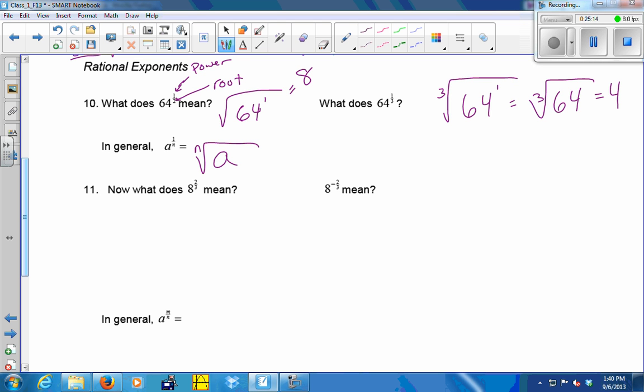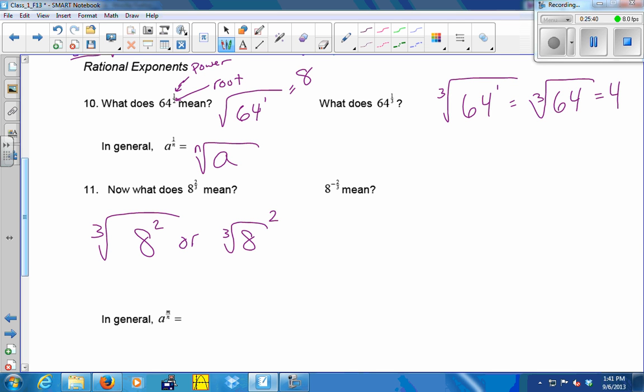So 8 to the 2/3, using the same trick, power on top, root on the bottom. 8 to the 2/3 means 8 squared, cube rooted. Or the cube root of 8 squared. The order of the two exponents doesn't matter.